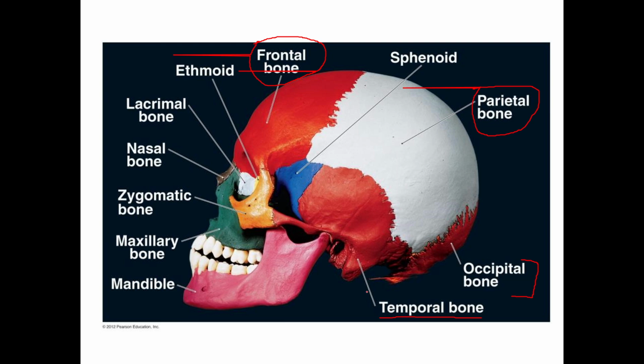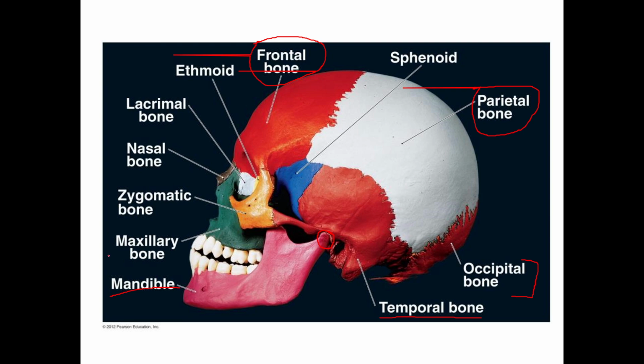The temporal bone is fairly important because it connects to our mandible. Our mandible is the lower jaw that has all of our teeth, and this is going to connect right here at this temporomandibular joint. It's a fairly important joint because this is what allows us to move our jaw up and down and allows us to chew.